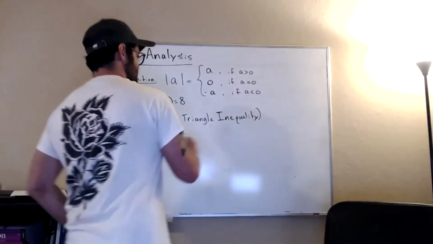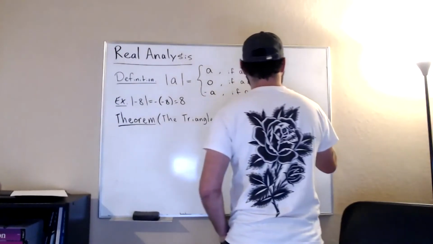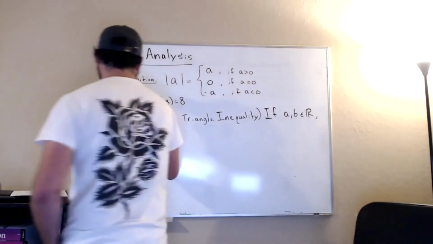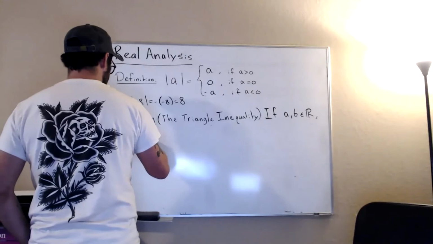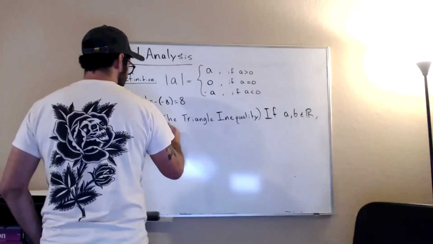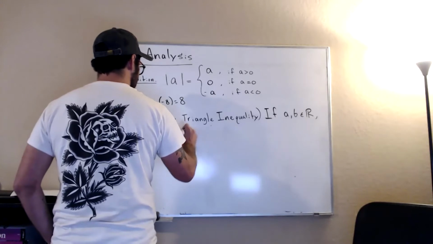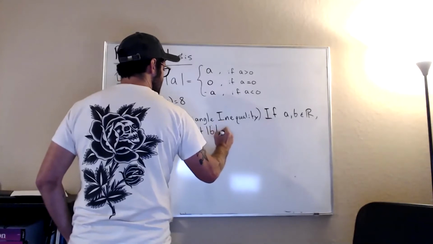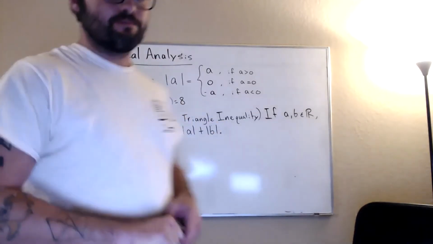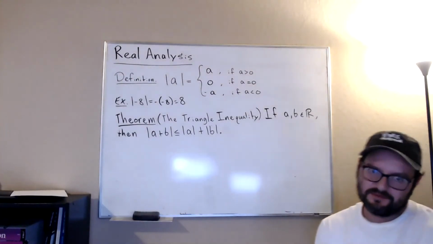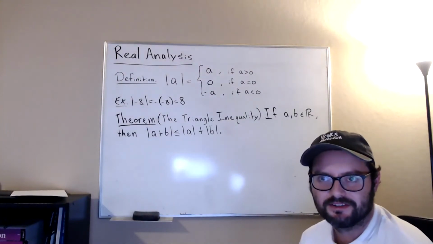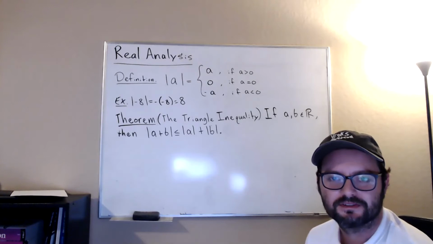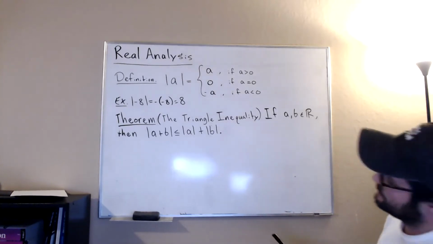Okay, and it states that if a and b are real numbers, then the absolute value of a plus b is at most the absolute value of a plus the absolute value of b. And when you take analysis, you will not ever forget that inequality again. It's one of the most used inequalities that you'll see. So how can we prove it?